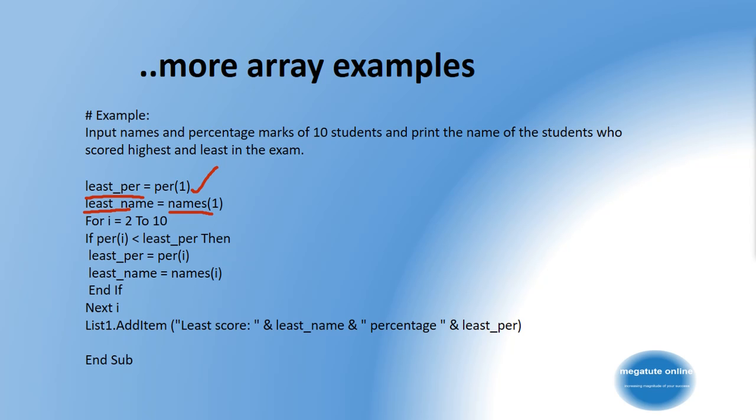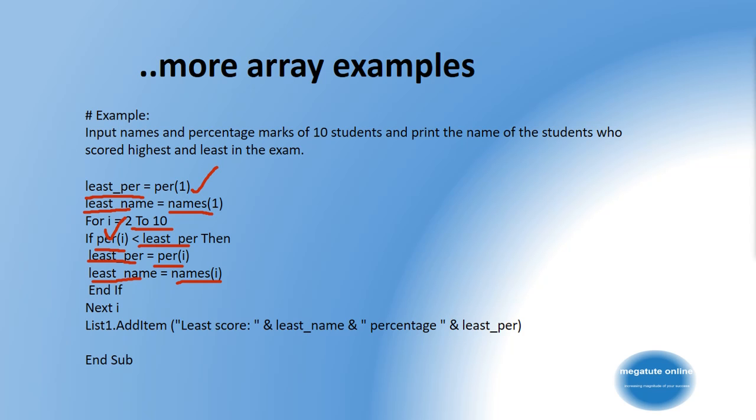So I'll run a loop from 2 to 10, and I'll check if any other percentage out of this 2 to 10 happens to be less than the least percentage, the one which I assumed. If it happens, then that particular percentage, which is lesser than the assumed one, will go to the least percentage, and that student's name will also go to the least name.